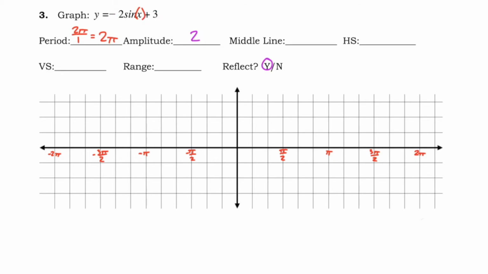And this +3 is outside of the sine function, so that's going to move it up 3, putting the midline at y equals +3. There wasn't any horizontal shift though, there's nothing inside those parentheses, so I'll write none there. And the vertical shift was up 3.